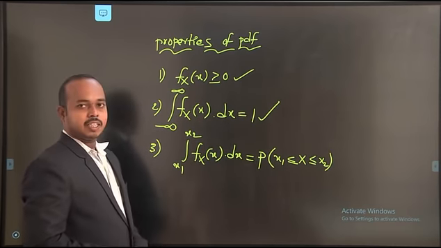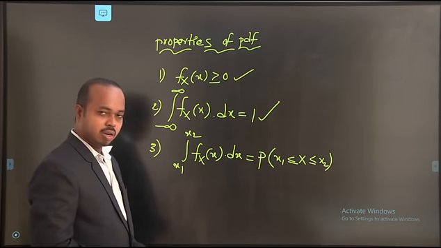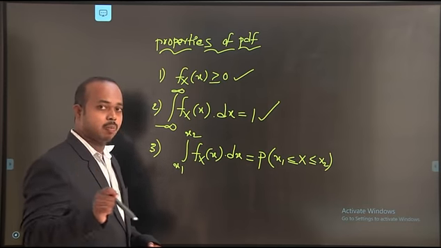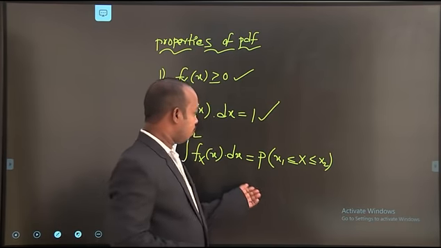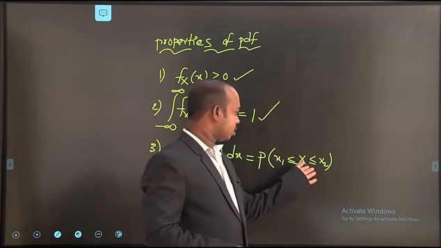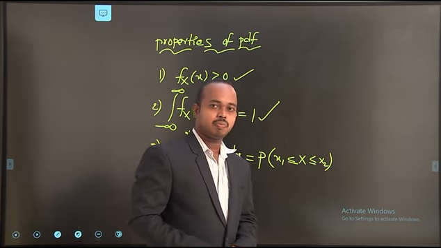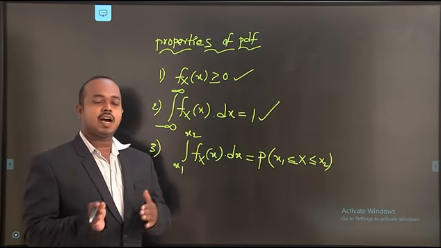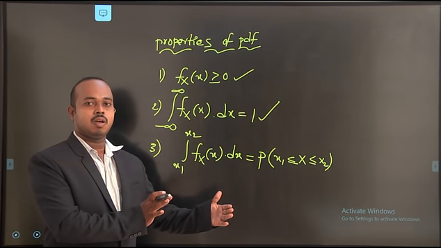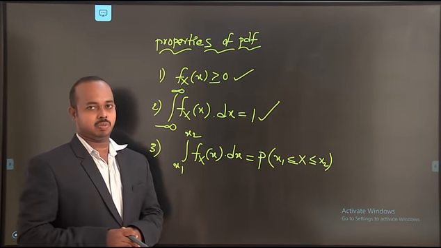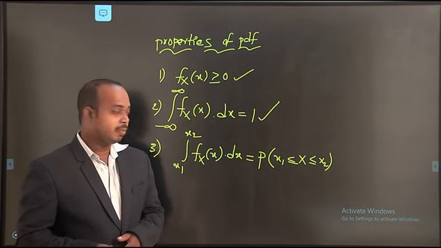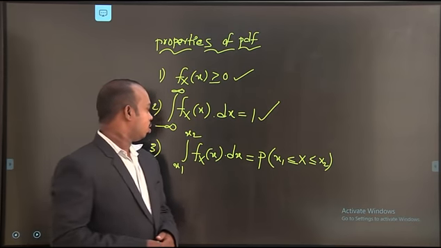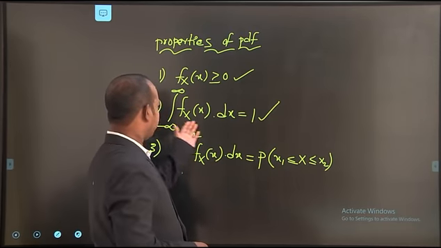Already we are seeing the fundamental and important property in the probability distribution function: the probability of x1 less than or equal to capital X less than or equal to x2. We are writing the higher limit distribution function minus the lower limit distribution function. Now we are saying how to obtain this.